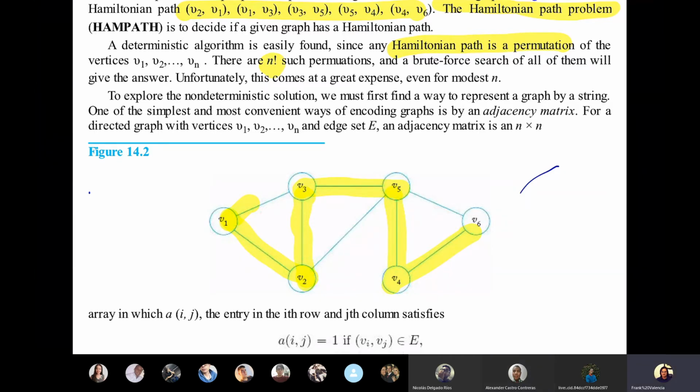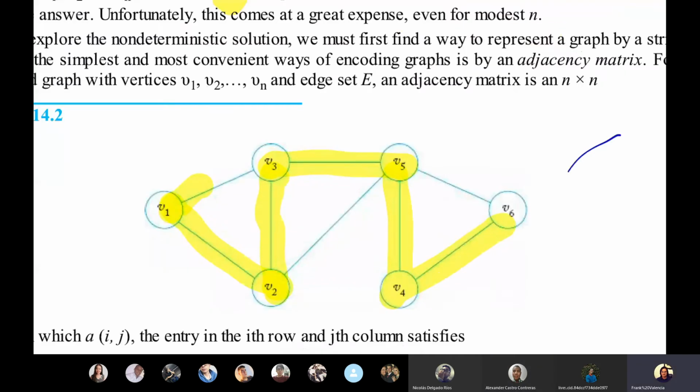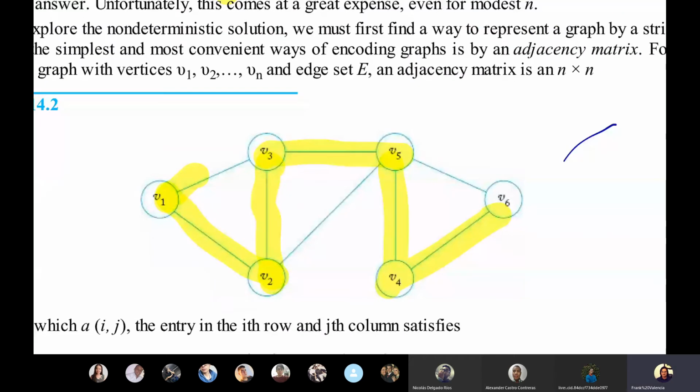No, I'm not writing anything. I'm just looking at the graph.